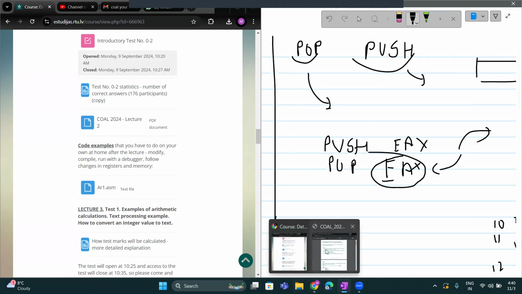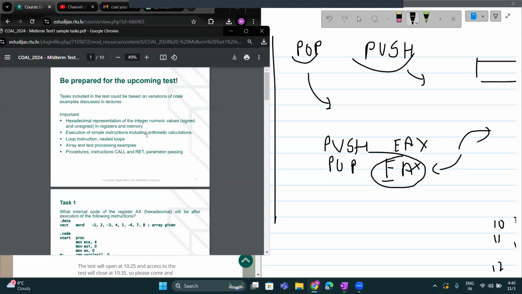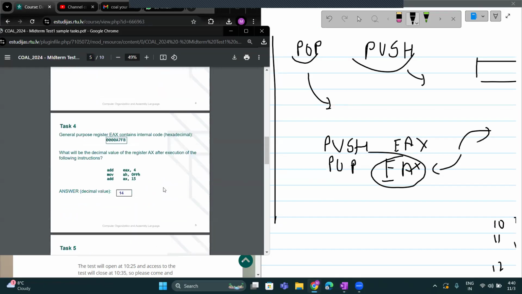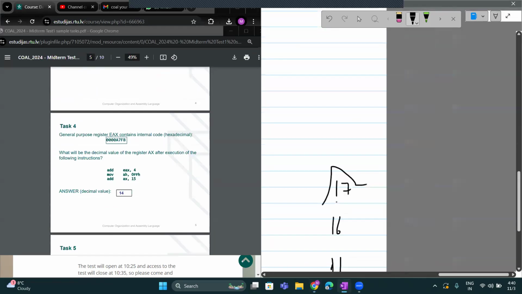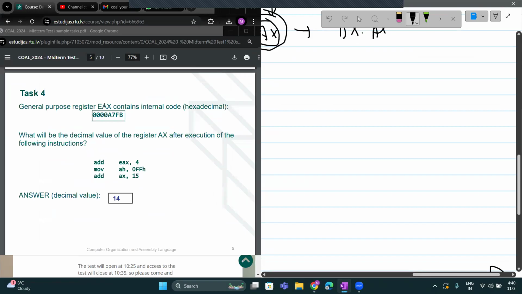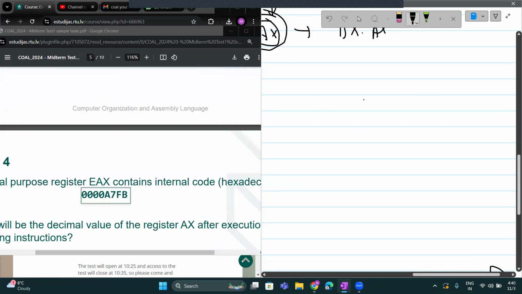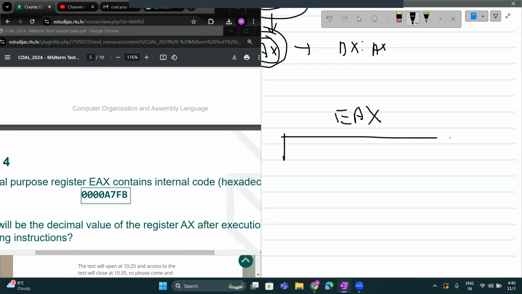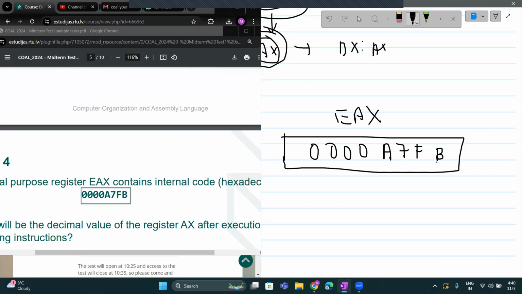So if we now try to look at the test questions, we might be able to solve them. For example, here, general purpose register EAX contains code. So EAX we can write down as 0000A7FB.